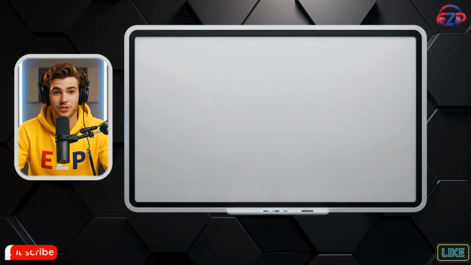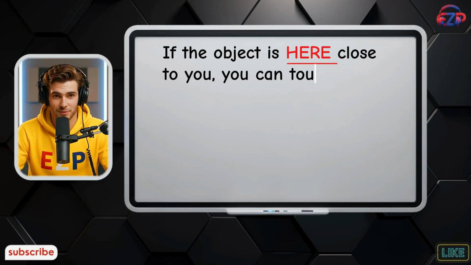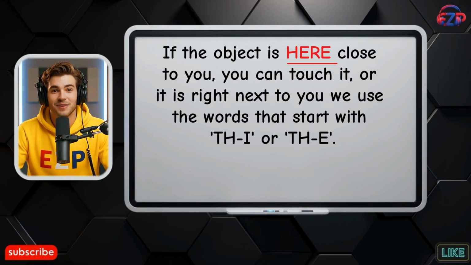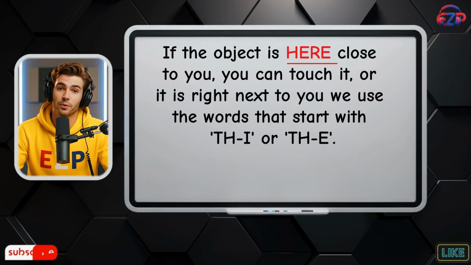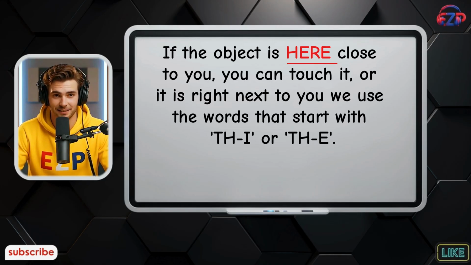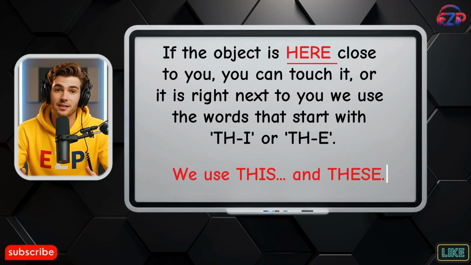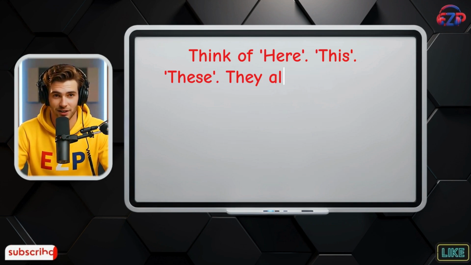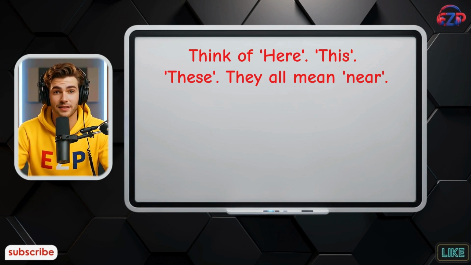This is the first step. If the object is here, close to you, you can touch it, or it is right next to you, we use the words that start with THI or THE. We use this and these. Think of here, this, these.